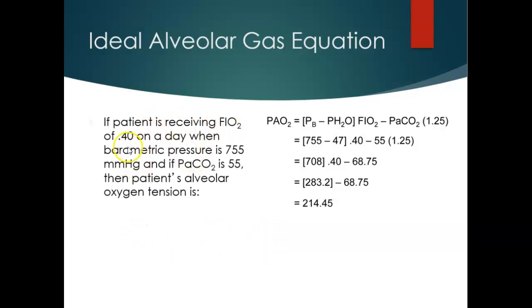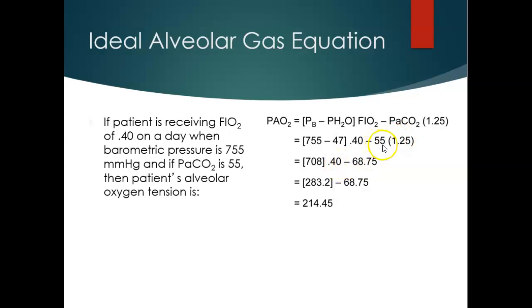So if a patient's receiving an FiO2 of 40% on a day when the barometric pressure is 755 and the PaCO2 is 55, what is their alveolar oxygen tension? So you plug in your numbers, barometric pressure of 755 minus 47. You're always going to use 47 for the partial pressure of water vapor in the lungs. That gives you 708. You can multiply that by 0.4, which is our FiO2, or 40%.